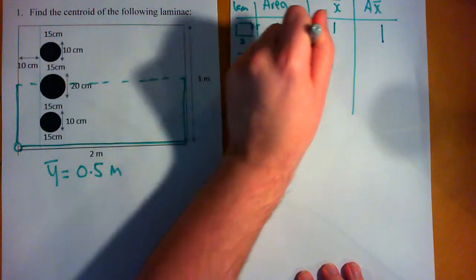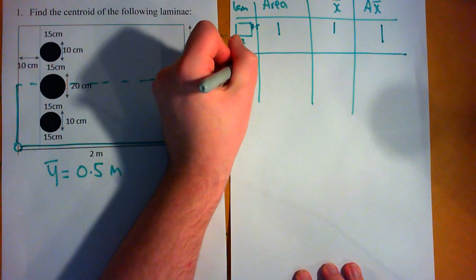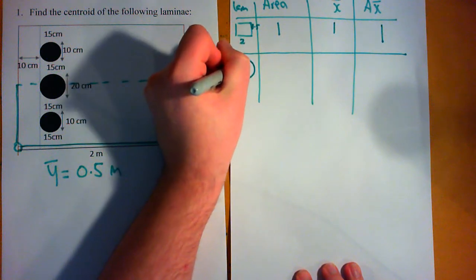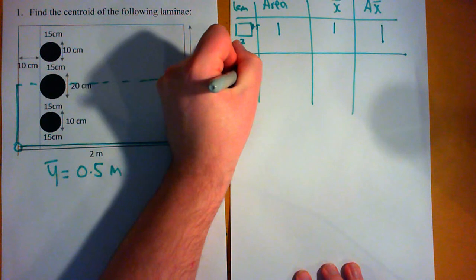Now we'll deal with the 2 circular holes. So we've got the one at the bottom, which has a diameter of 10 centimetres.